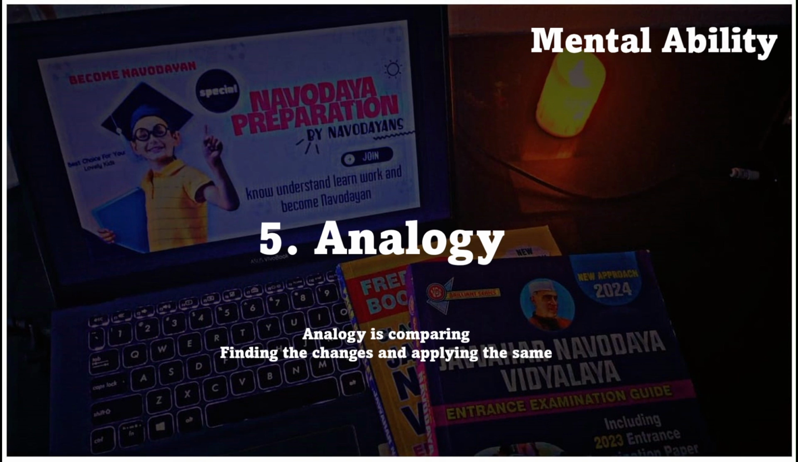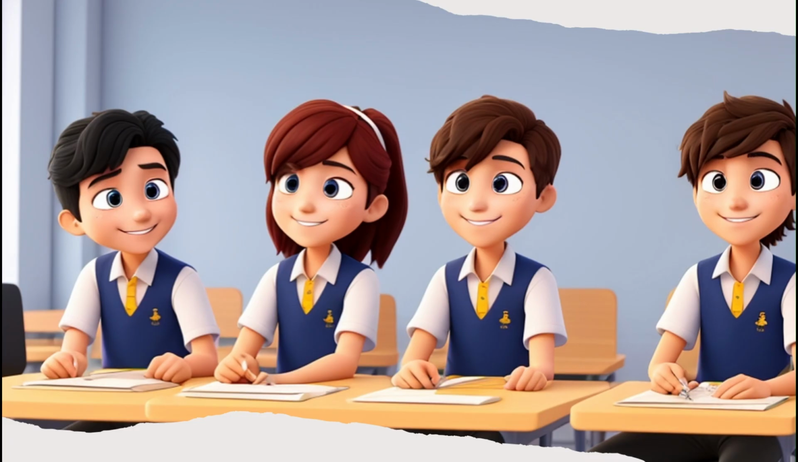First of all, let's know what is the meaning of this word analogy. Analogy is nothing but comparing one object with another object. So in these figures we will be finding what changes happened and we will be applying the same changes in the next pair. First of all, we can see one example here.